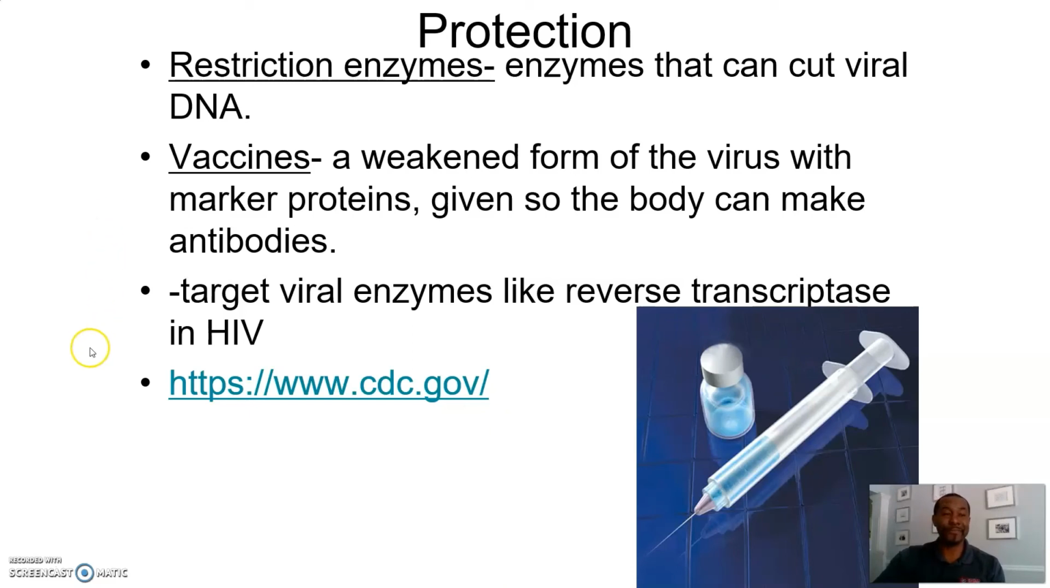One more thing that we might use to protect us from viruses is to target viral enzymes. Earlier, I told you that HIV uses a process called reverse transcription to turn its RNA into DNA so it can get inside of our genome. Well, reverse transcription only happens using an enzyme called reverse transcriptase. So scientists can target that enzyme so that the virus can never complete the process of reverse transcription. By targeting enzymes that viruses rely on, we're also able to protect ourselves from viruses.